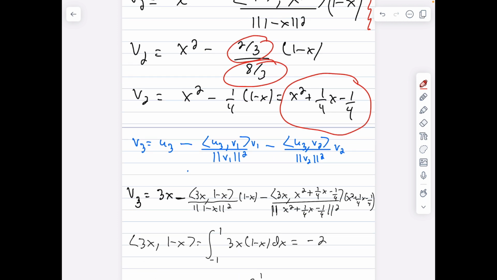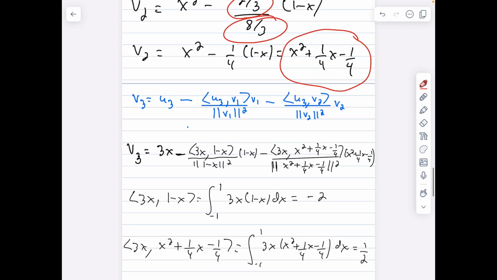My next vector is V3, which is U3 minus the inner product of U3 and V1 divided by the magnitude of V1 squared times V1, minus the inner product of U3 and V2 over the magnitude of V2 squared times V2. And I just plug things in where they need to be, okay?